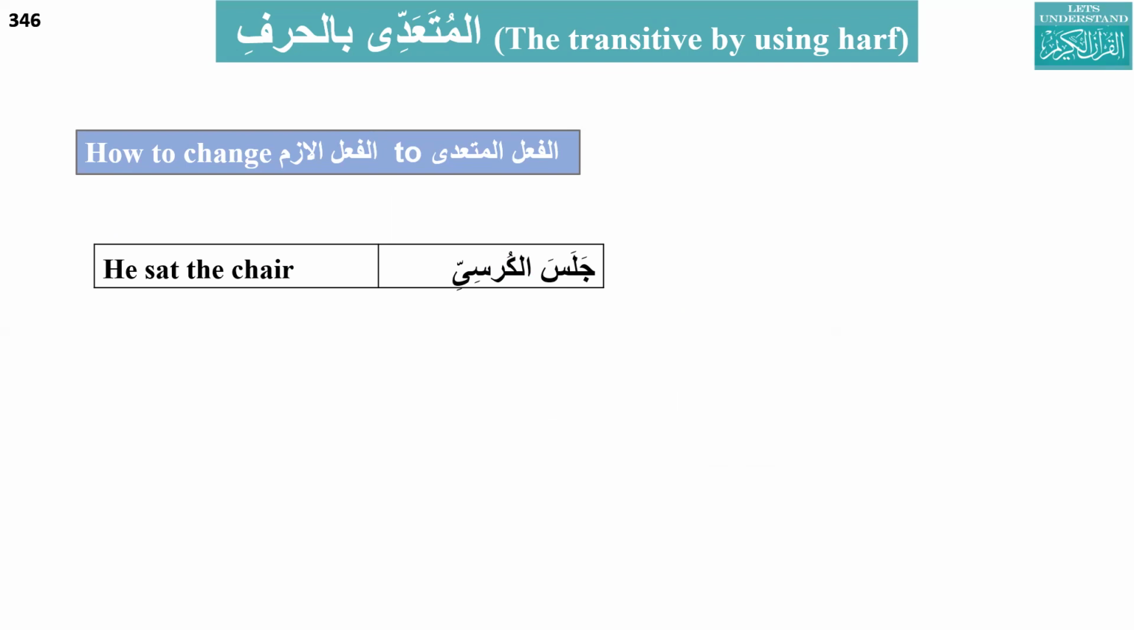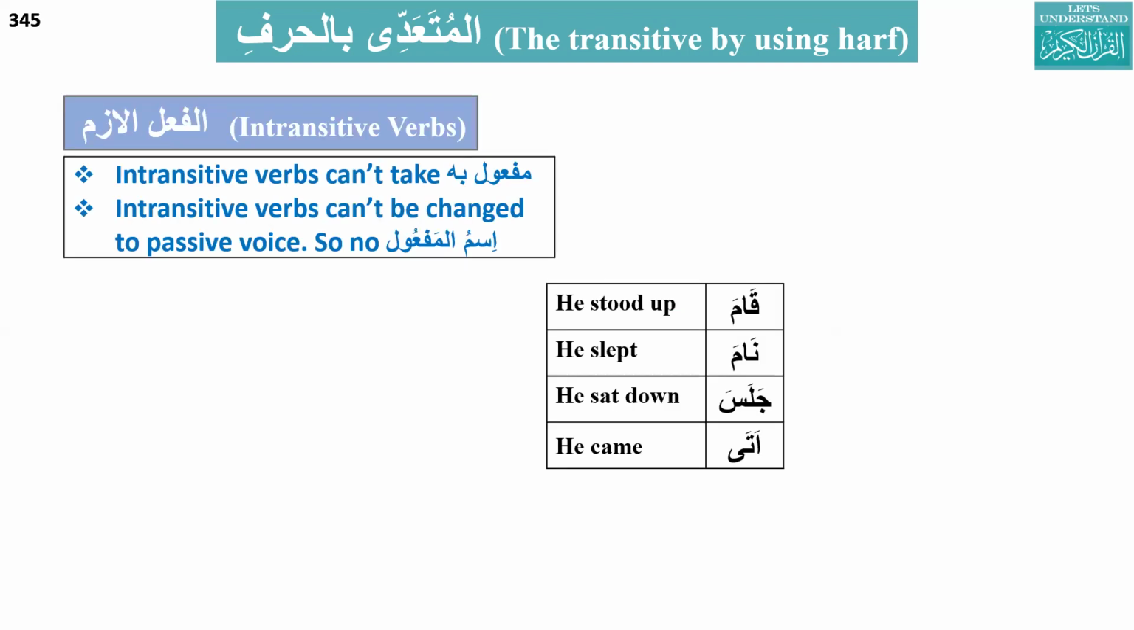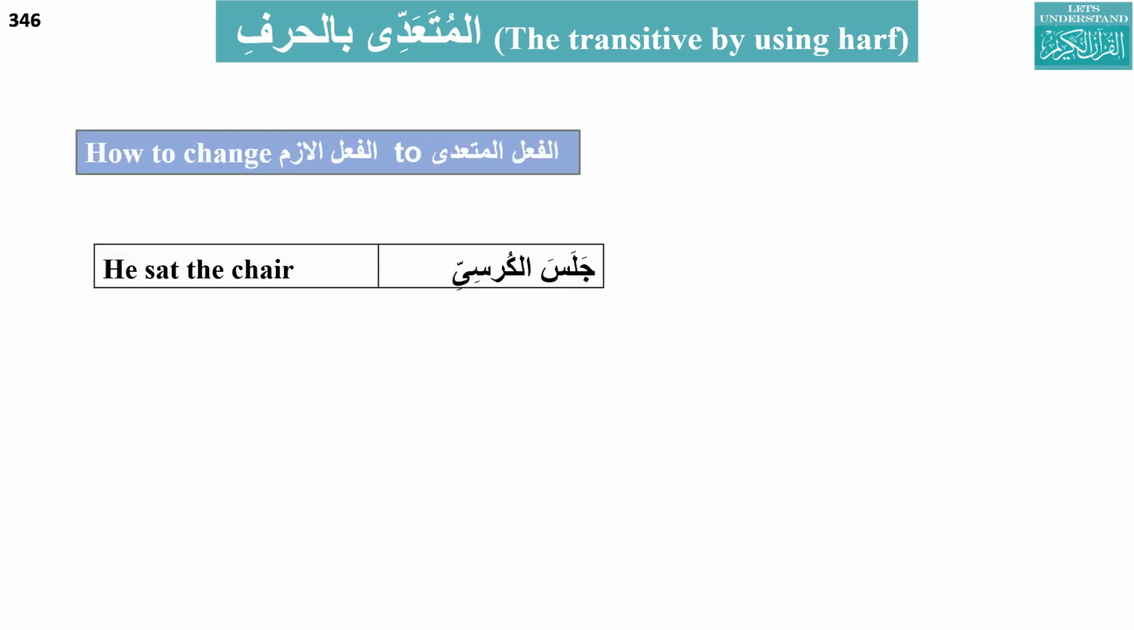First of all, let's take a normal example: he sat. He sat on the chair. He sat the chair. I am just saying he sat. It is fi'lul lazim. It is intransitive. From the point of view of English, a harf is required. He sat. So something will be needed.